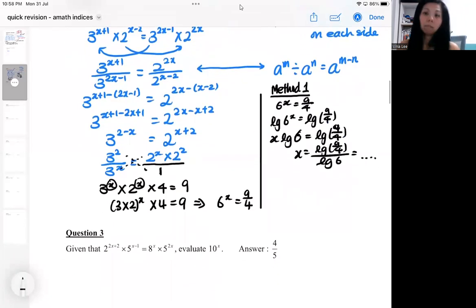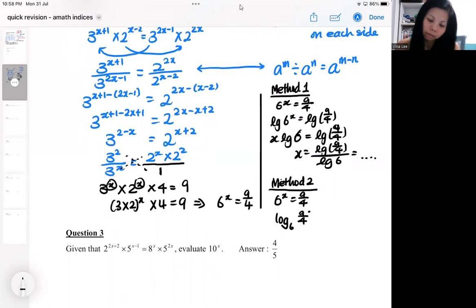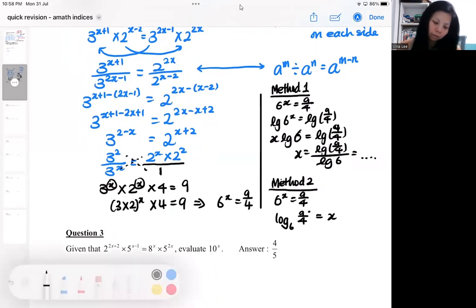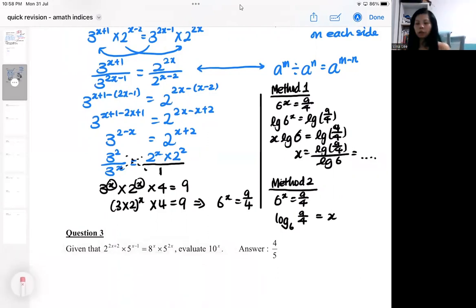So that's my method. There's another method that some students prefer. Some students prefer to change it back to logarithm format. So some students will change it this way. If you are the kind who change it this way, it's fine.